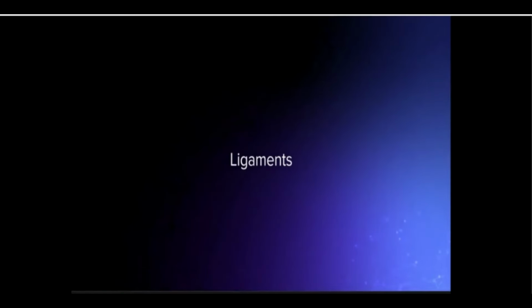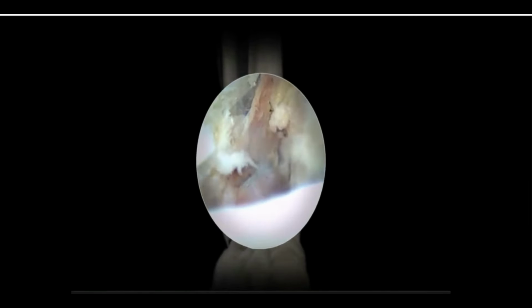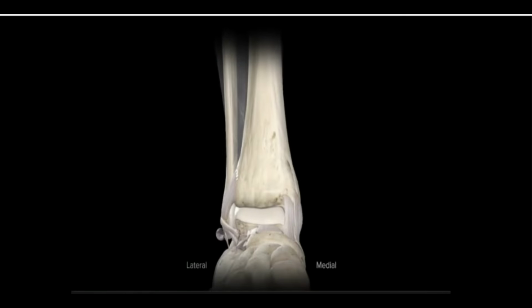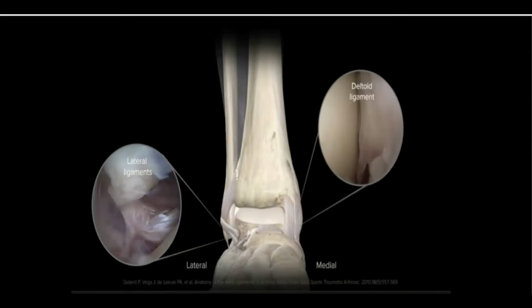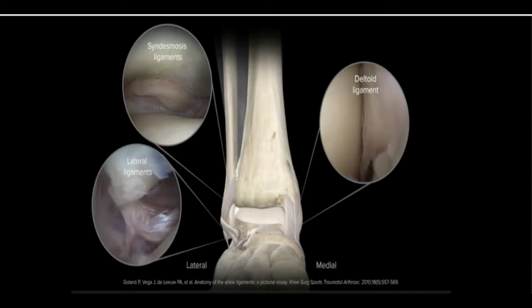Deep to this, visualization of a number of ligaments becomes more evident, the ATFL being the main ligament that is repaired arthroscopically. The ankle joint is stabilized by the lateral ligaments, the deltoid ligament on the medial side, and the ligaments of the tibiofibular syndesmosis that join the tibia and fibula.